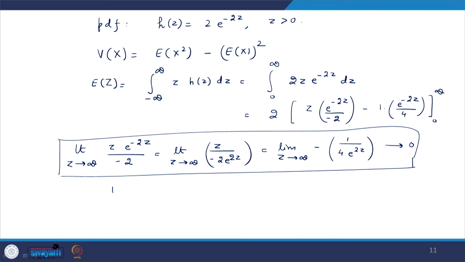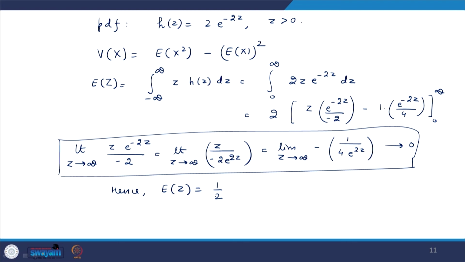So, hence the expectation of z will come out to be: when z tends to infinity, both terms are tending to 0. So from the upper limit it is 0, and from the lower limit, when z is tending to 0, the first term is 0 because z is there, and it will be 1 upon 4, negative negative will be positive. So it is 1 upon 4 into 2, that is half.